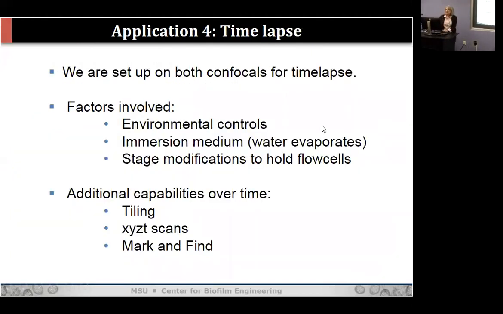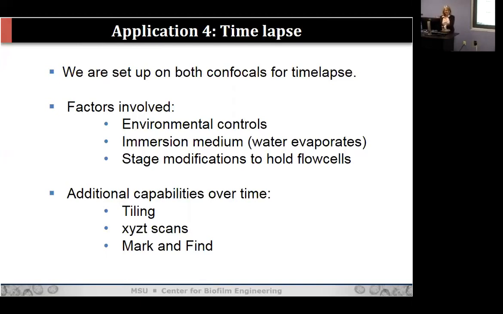And then the last application is time-lapse. We are set up on both confocals for time-lapse imaging, and that to me means we have environmental controls. We have made stage modifications to hold flow cells. Immersion medium is an issue. If we're going to use the upright confocal in a dish of water, we'll have enough water to let us do a long time-lapse image. But if you're using the inverted confocal and you have a drop of water, it's going to evaporate. So we have a medium that has the same index of refraction as water, which doesn't evaporate as quickly.